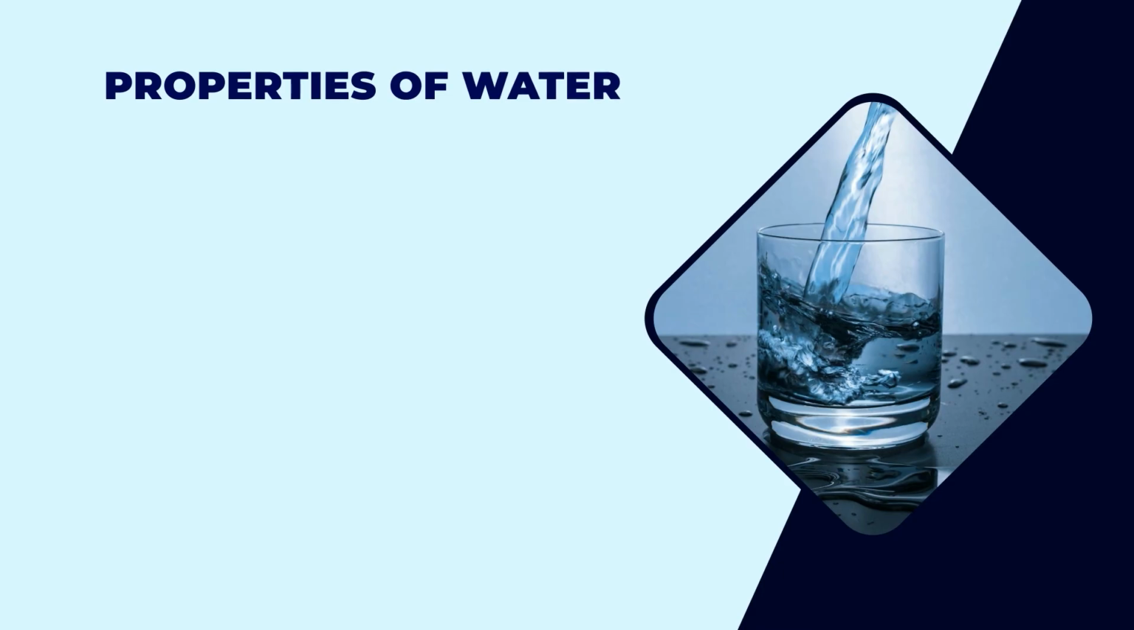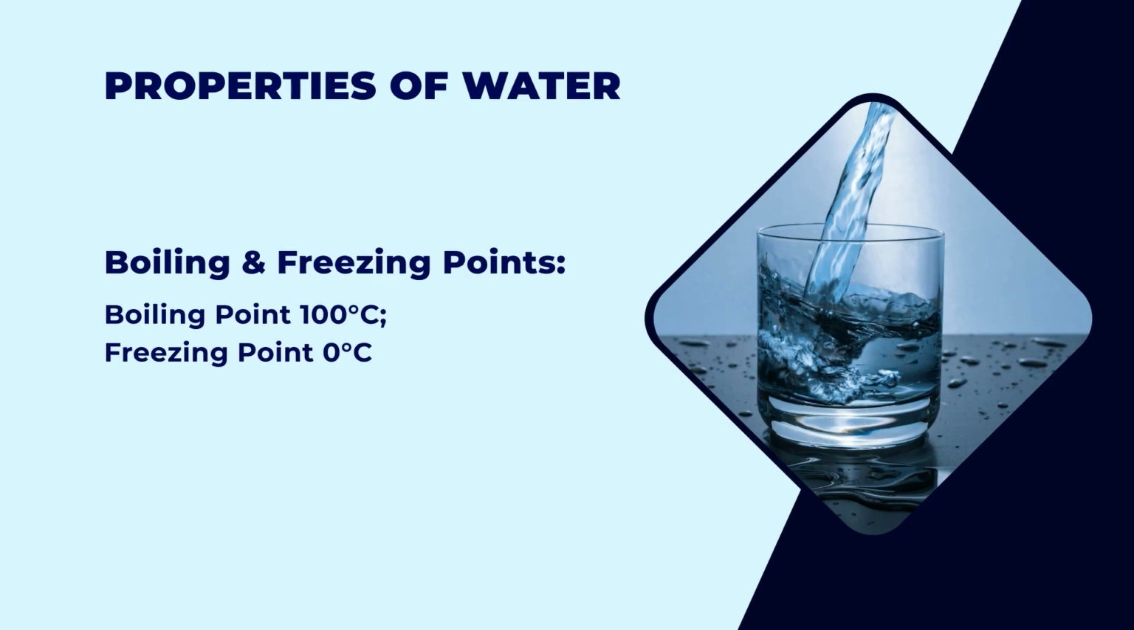Now, what are the properties? Water has a boiling point of 100 and a freezing point of 0 degrees centigrade. This is a very high value compared to other molecules of similar molecular structure, because of the hydrogen bonds. A large number of hydrogen bonds are present in the system.